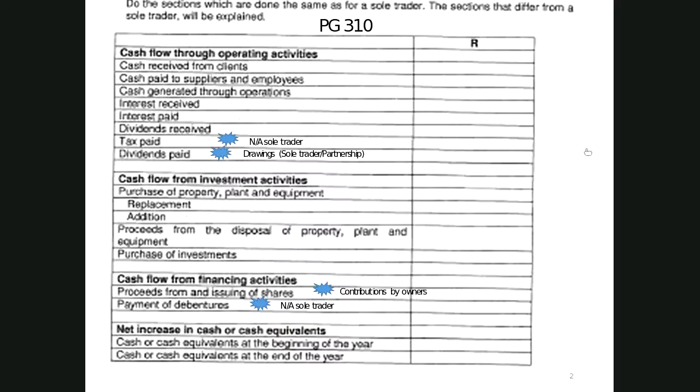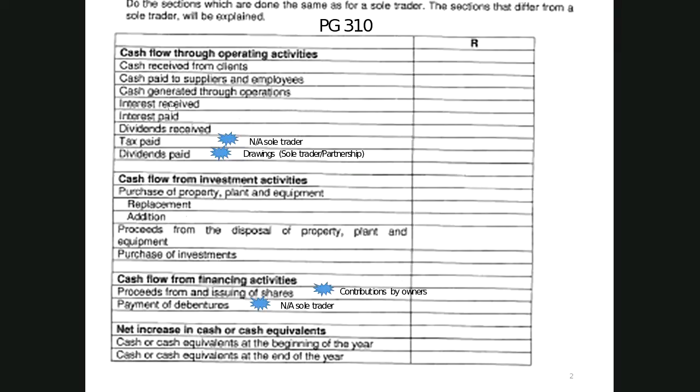You've got this on page 310 of your book. Sorry, it's a little bit unclear on my slide, but I've made 4 blue stars. You'll see the first blue star next to tax paid. So under cash flows through operating activities, a sole trader and a company will both have those first 3 lines that you see.